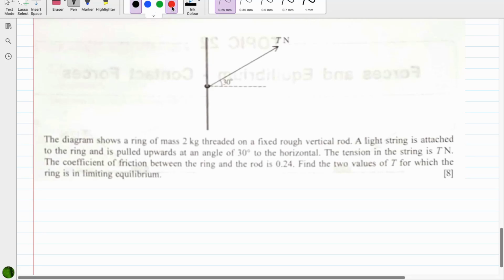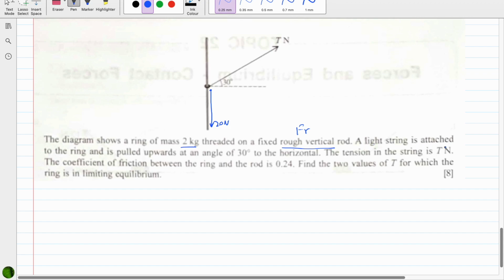Question says the diagram shows a ring of mass 2 kgs. If it is 2 kgs, it is 20 newtons downwards. Threaded on a fixed rough vertical rod. So we are going to deal with friction.